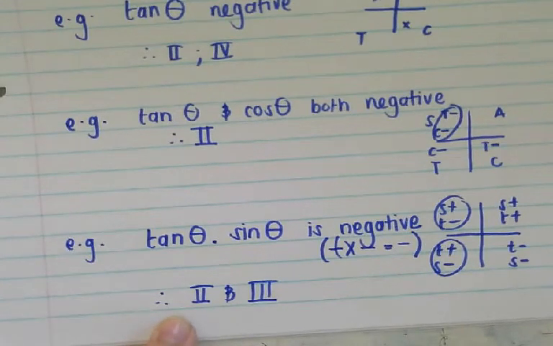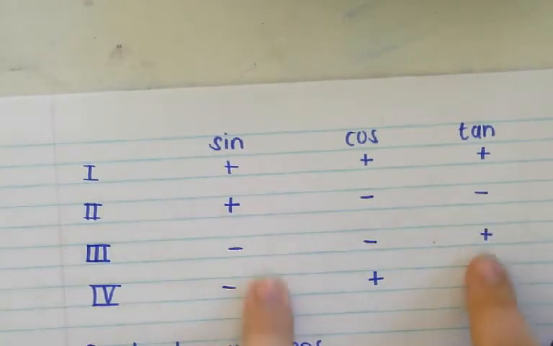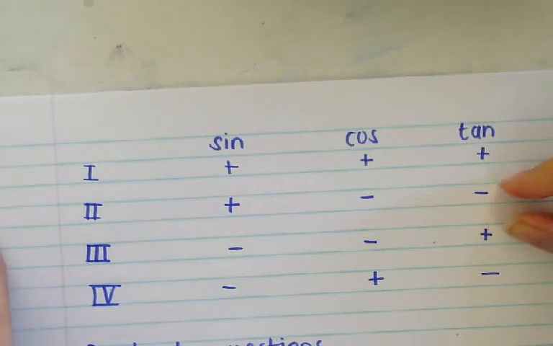Let's see if our little summary table can also make it a little bit easier for us. So I'm looking for sine and tan having opposite signs in the same quadrant. Opposite signs, same quadrant, so quadrant 2. Quadrant 3, they have opposite signs. Quadrant 4, they have the same signs. So 2 and 3 are my answer.